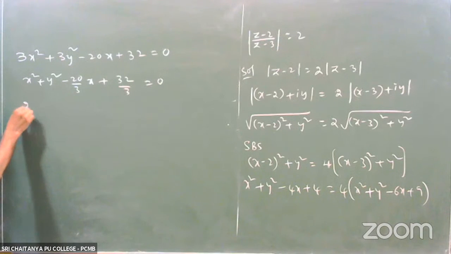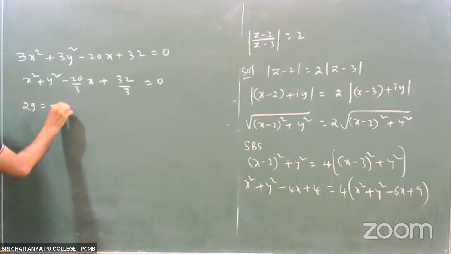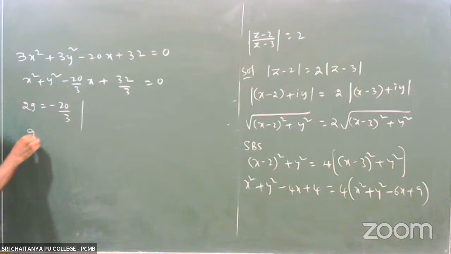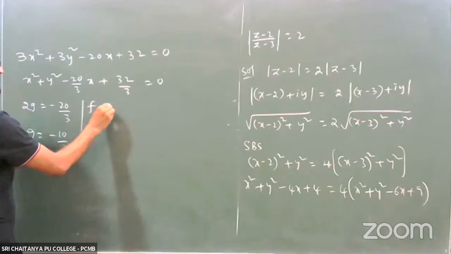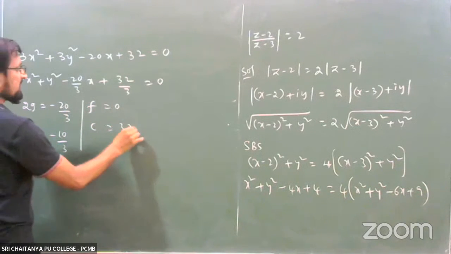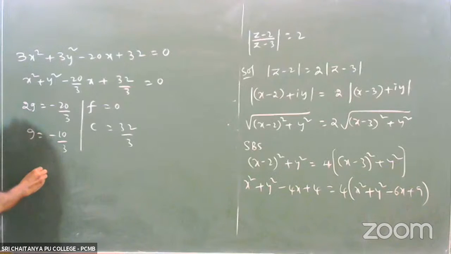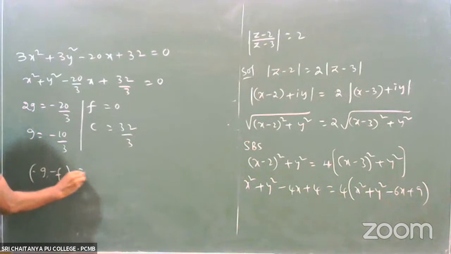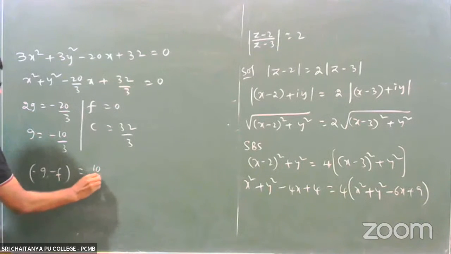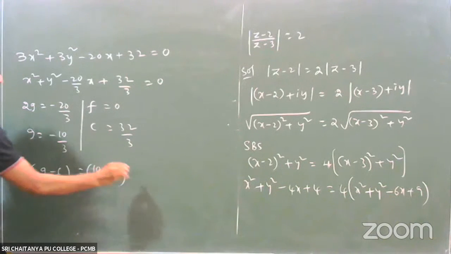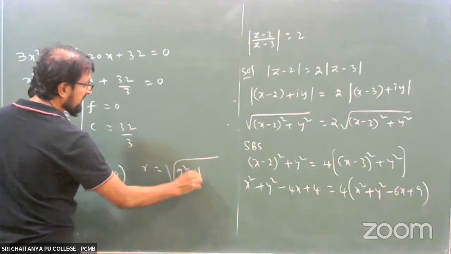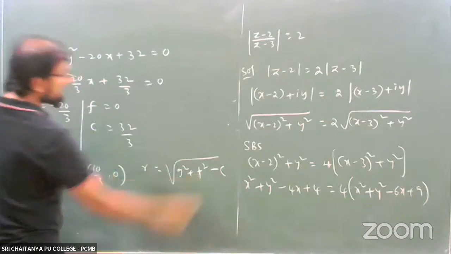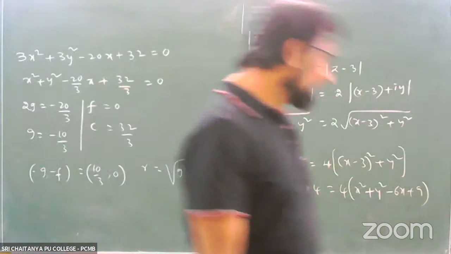The g value: 2g is equal to minus 20 by 3, so g value is equal to minus 10 by 3. And f value is obviously 0. C value is 32 by 3. Now substitute: (minus g, minus f) is the center, which is equal to (10 by 3, 0), and radius is equal to root of g square plus f square minus c formula. Apply this one, you are going to get the answer. Copy this one.